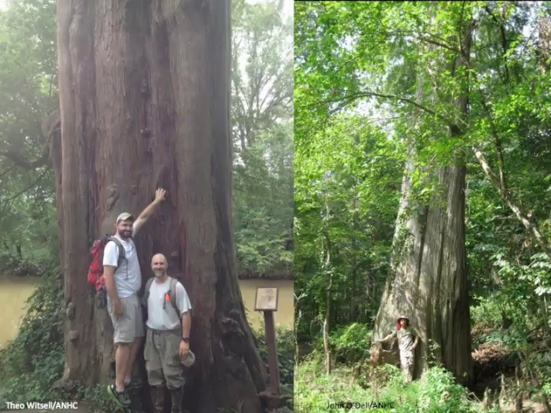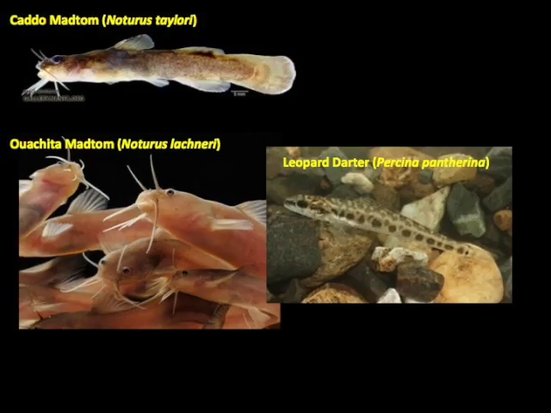There are coastal plain elements in the Ouachitas as well, disjunct, especially on channel scar riverine wetlands, giant bald cypress, and a lot of endemism in these high-quality mountain rivers. There's the Caddo madtom in the Ouachita River drainage headwaters, the Ouachita madtom in the Saline, the leopard darter in the Cossatot, and other mountain forks over in the western part of the state.